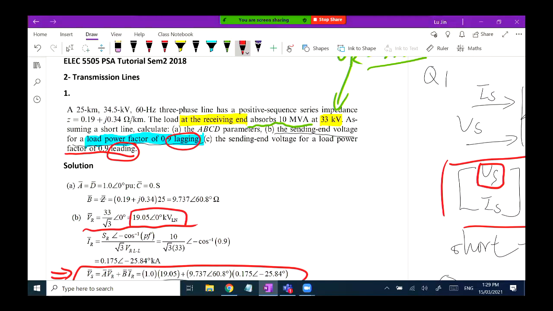The only difference is the angle. For part B, our angle is negative 25 degrees, but if you got leading, the angle will be positive 25 degrees. By substituting this value into the ABCD model, you will be able to solve for VS. The value will be different, the angle will be different, but the procedures, our approach, will be the same. Any other questions? Okay.